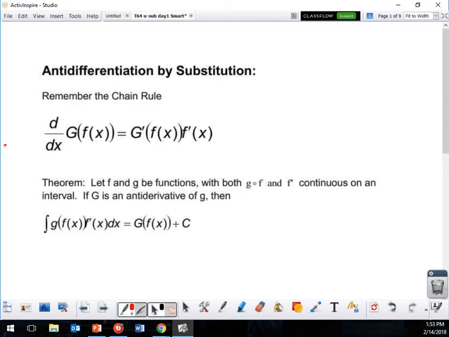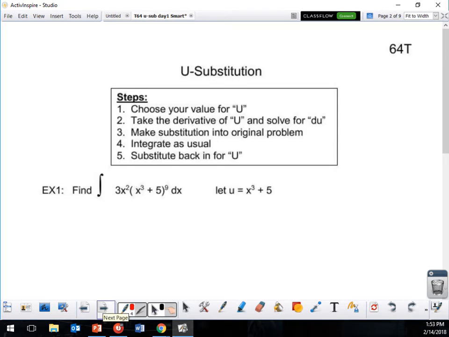Okay, so now we're going to use substitution for antiderivatives, also known as U substitution. Going through all this is a good explanation, but I would rather just show you how it works. U sub. Choose a value for your U. That's usually the complicated part of this.